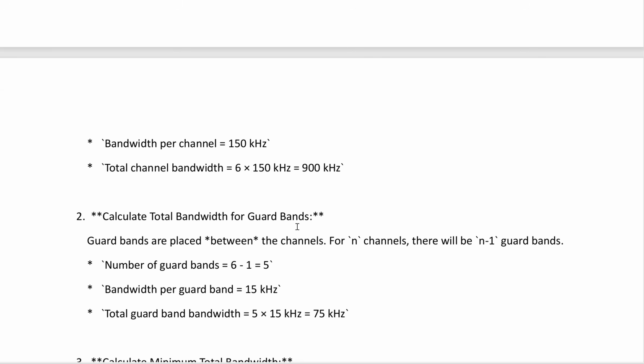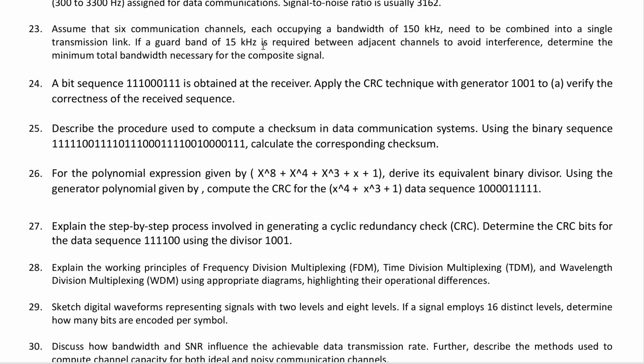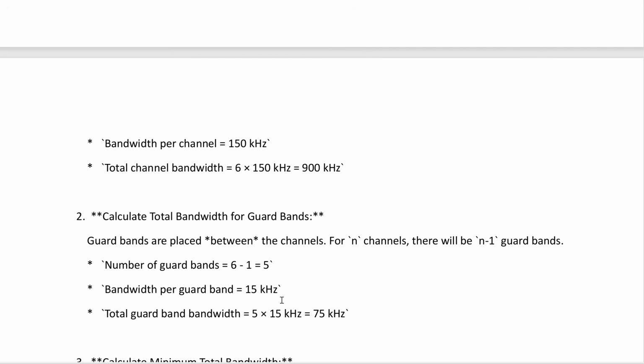Now we have to calculate the total bandwidth for the guard bands. Guard bands are usually placed between the channels. If there are n channels, the number of guard bands will be n minus 1. So with 6 channels, the number of guard bands will be 6 minus 1, that is 5. The bandwidth per guard band is 15 kilohertz, so the total guard band bandwidth will be 5 into 15, that is 75 kilohertz.